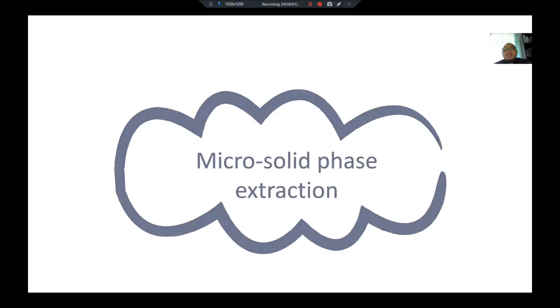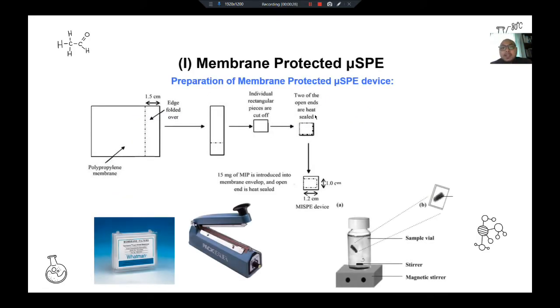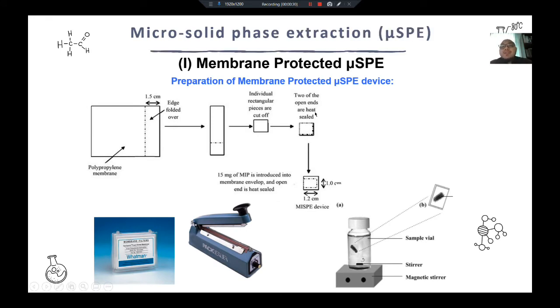Right, let's focus on the first one, which is the micro solid extraction. It's like SPE, but we make it micro. We make everything micro. We reduce the amount of solvent required, or we reduce the amount of sample required, for this particular extraction process. So that's why we call it the micro solid phase extraction. Under micro solid phase extraction, there are actually different kinds of methods.